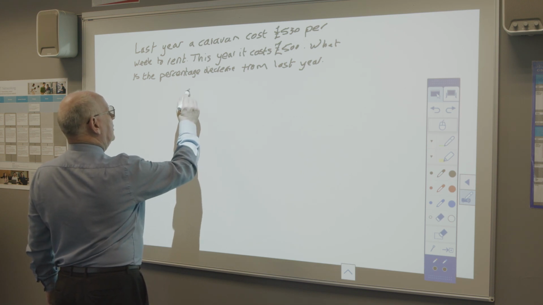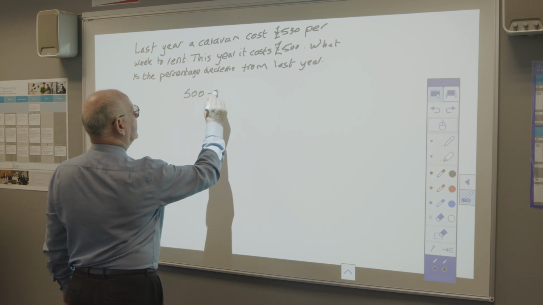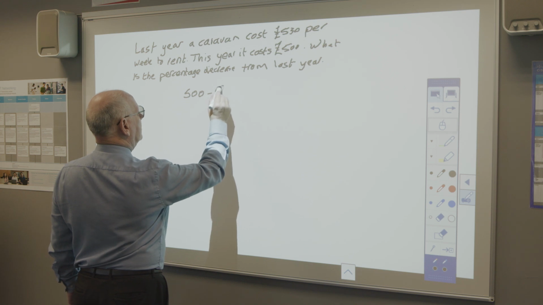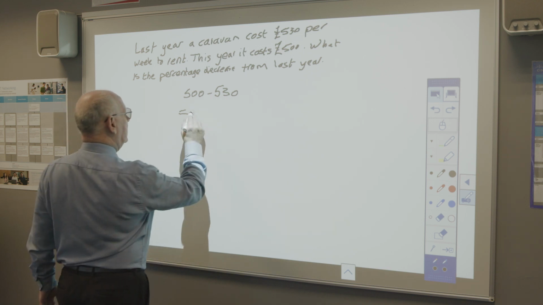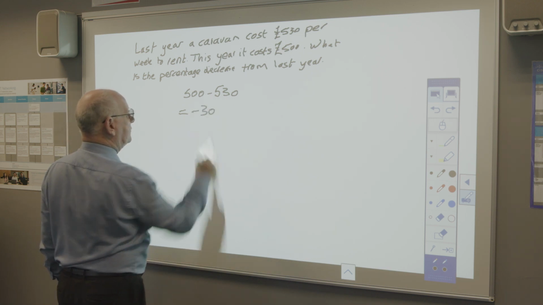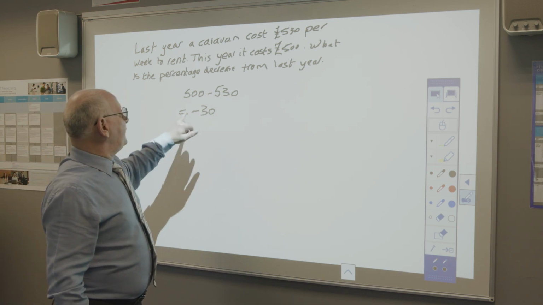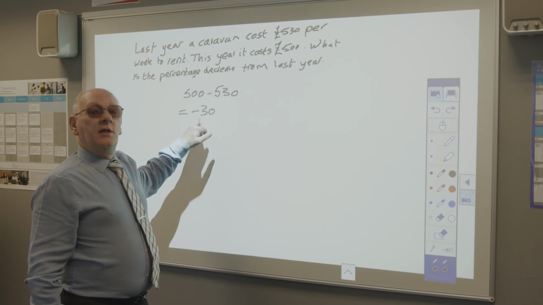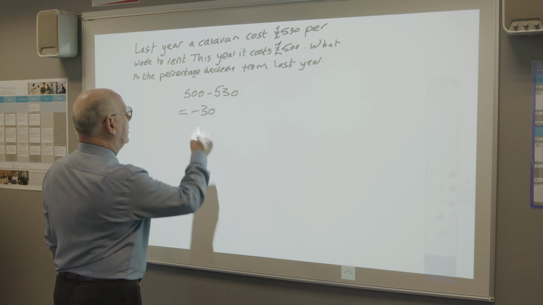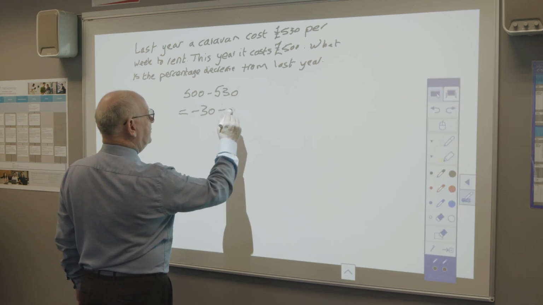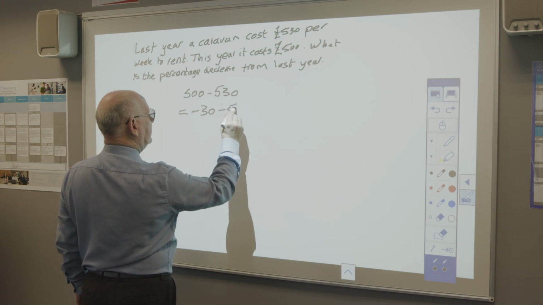We've now got the new price minus the old price. But that's going to give us minus 30. So we're already in a decrease. We're already in a negative number. So if it's a negative number, a minus, that must mean it's going to be a decrease. So you can work it out exactly the same way now. Minus 30 divided by the old price, which is 530.